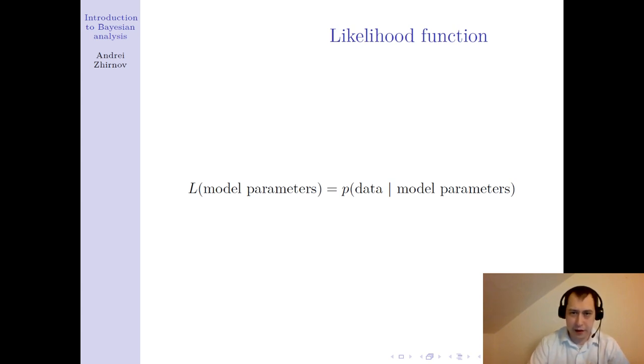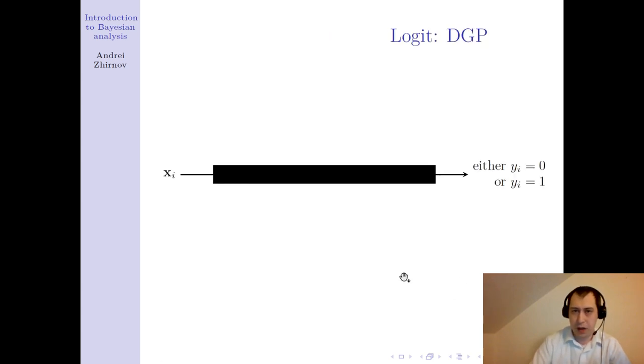To see the DGP and the likelihood function at work, we are going to take a look at an example, and we are going to look at the logistic regression. The logistic regression, Logit, is a model that is used to connect independent variables with the binary outcome variables. A binary outcome variable is a variable that takes the values of 0 or 1.